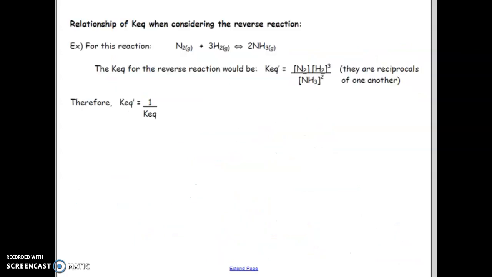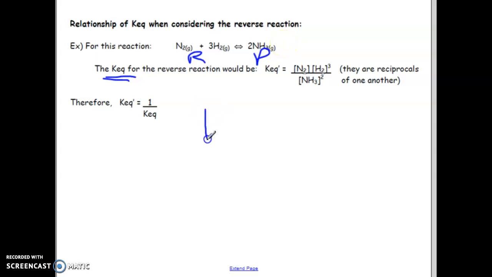Okay, so let's say we wanted to write a K expression for a reverse reaction. Anytime you are asked to write out the K expression, it is always written reactants and products, read from left to right. Reactants, products.